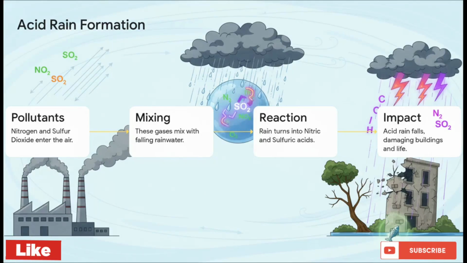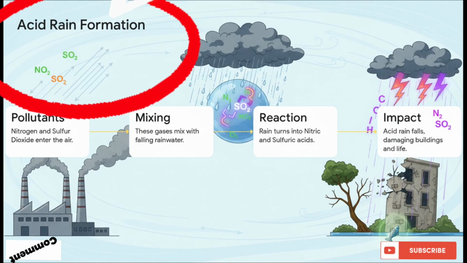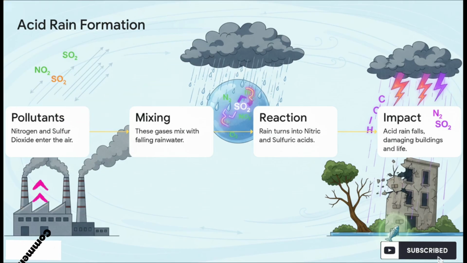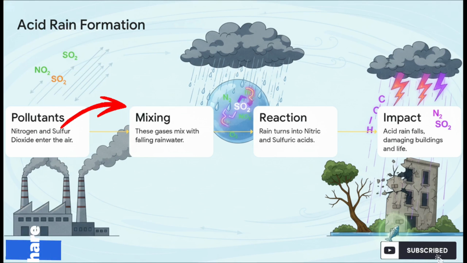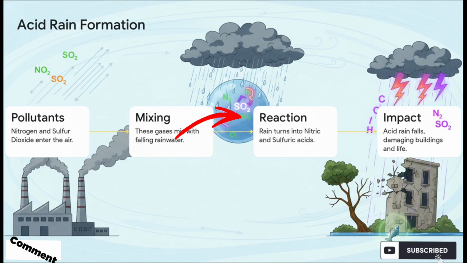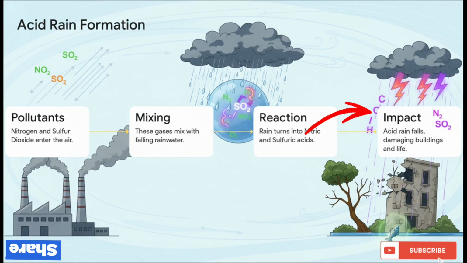But what actually happens when extreme acidity gets into our atmosphere? Well, it creates acid rain, and it happens in 4 steps. Step 1. Human pollution pumps gases like nitrogen dioxide and sulfur dioxide up into the air. Step 2, those toxic gases mix with falling rainwater. Step 3, a chemical reaction happens, turning that rain into harmful nitric and sulfuric acids. And finally, step 4, that acid rain falls right back down to Earth.